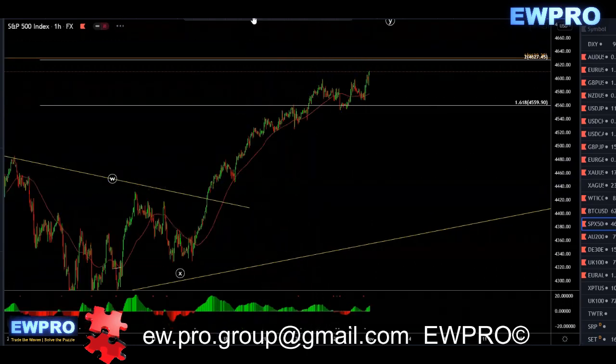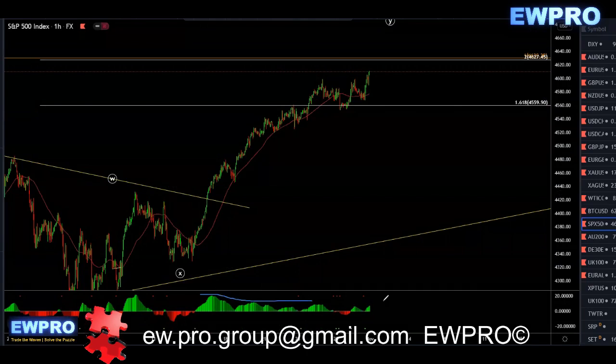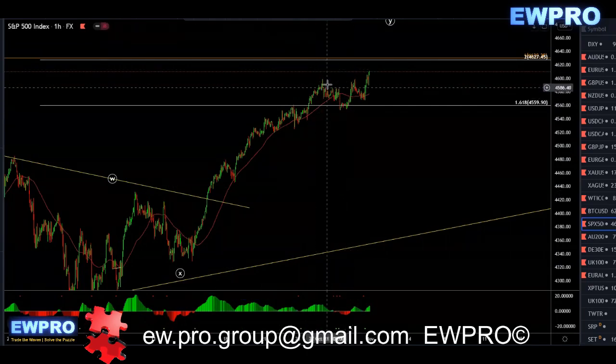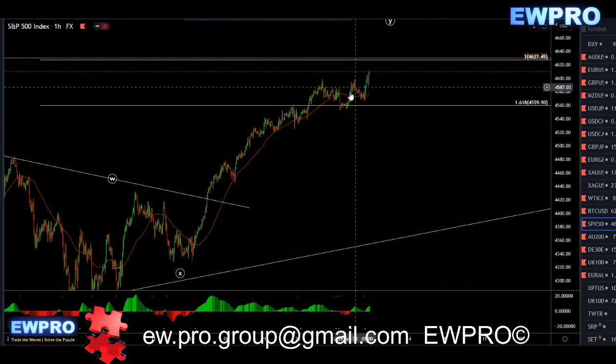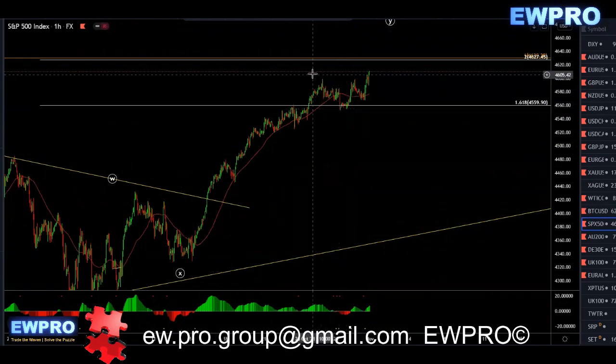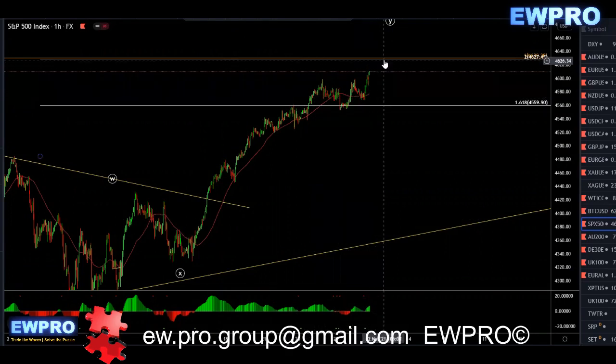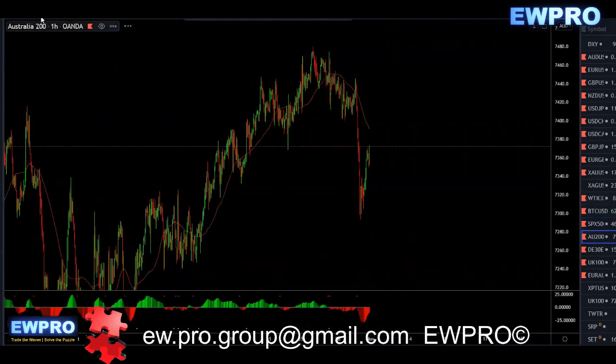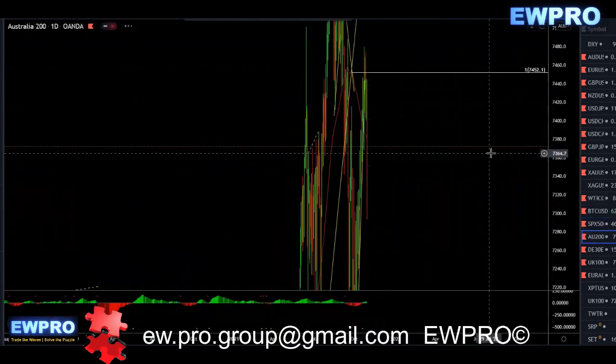We're getting a lot of bearish divergence on the H1 now. So extremely, this is a larger correction here. This was a larger correction here, so you could have traded that. But yeah, very risky now. We're getting all that bearish divergence. AU 200.